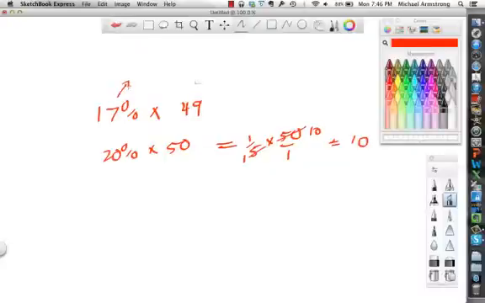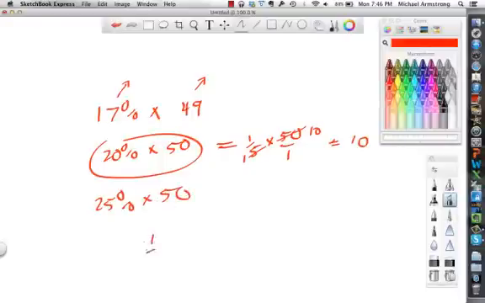We rounded up, but compatible numbers is more than just rounding up or rounding down. It's rounding to something that works. If this hadn't worked, we could have possibly gone to 25% times 50, which is 1/4 times 50. And again, this doesn't work quite as well because 4 doesn't go into 50 easily. It's a little harder. You're going to get some weird things, and 25% of 50 is just tougher.